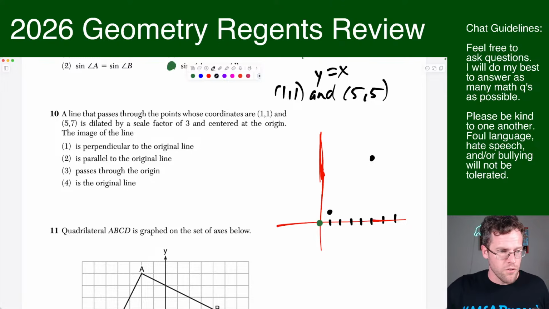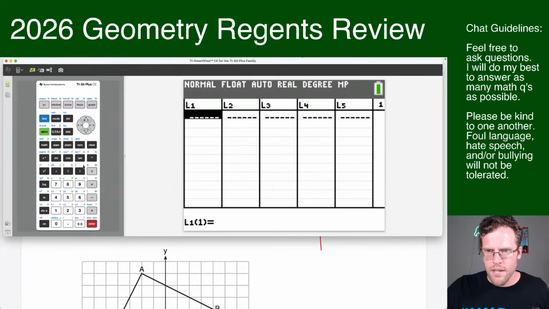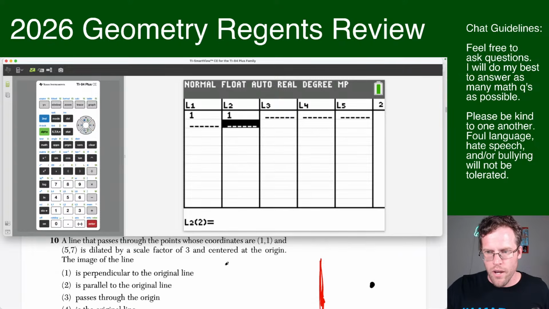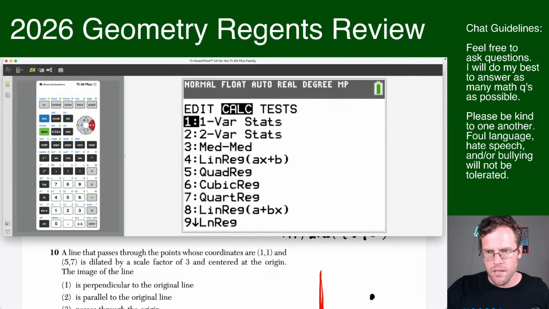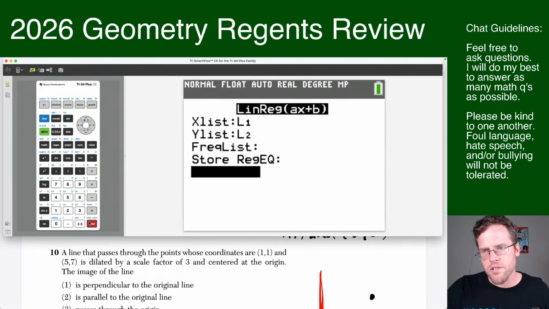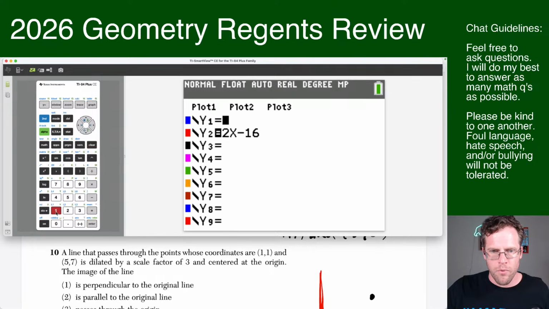If you don't like writing the equation of lines, you could use the calculator to get the equation of the line here. I don't know if you remember this from Algebra 1. Stats, edit, but the point (1, 1) could go here. Let's say you don't know how to write the equation of a line, but you really want to get this right. And then (5, 7), you could write next to it. And then do stats, calculate linear regression. And this will write the equation of the line for you going through 2 points. So it'll be the line y equals 1.5x minus 0.5.